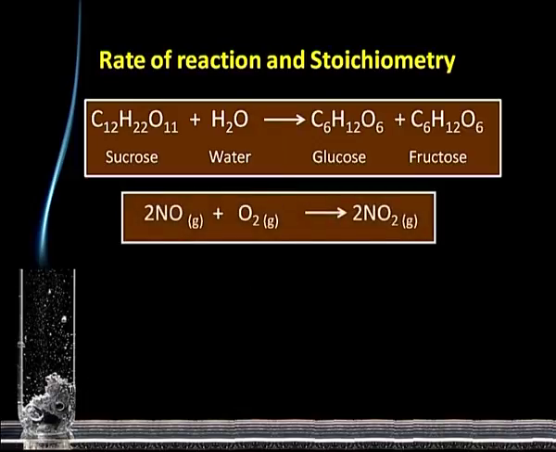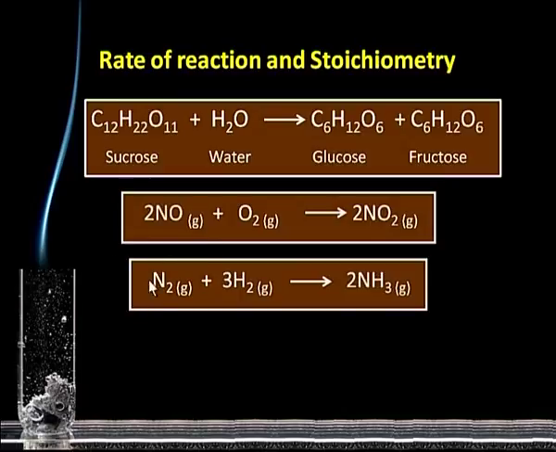Now take a second reaction. Here the stoichiometric coefficient is 2, 1 and 2. If I try to monitor the reaction by measuring the concentration or the volume of oxygen consumed during the course of the reaction, and also monitor the consumption of NO, there is a difference. During the same period, for every mole of oxygen consumed, 2 moles of nitric oxide are consumed. Therefore, if I work out the rate, I get different values.